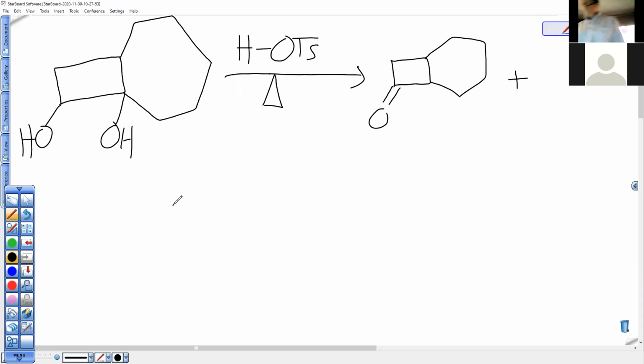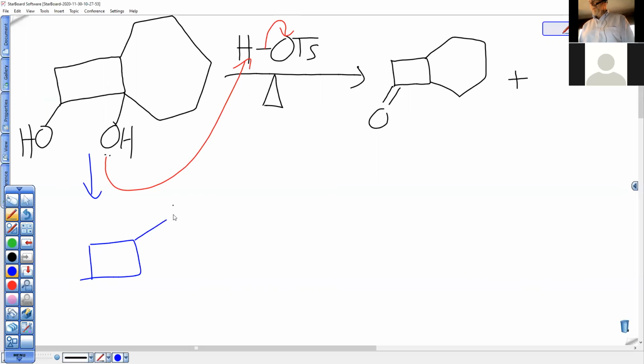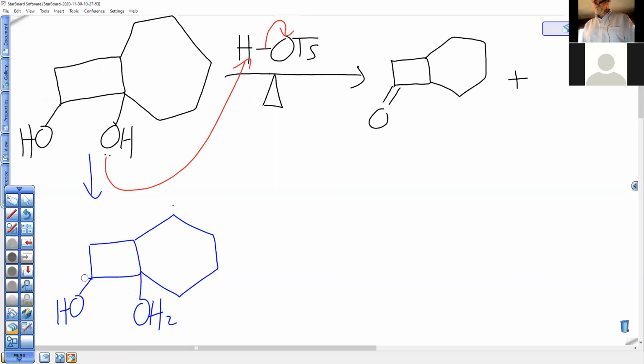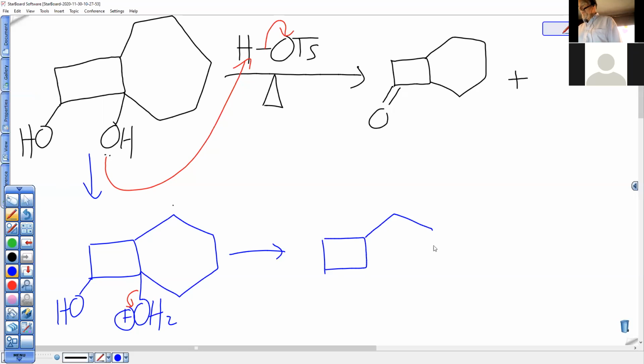So which one do you want to protonate first? I want to protonate this one first. Why? Tertiary. Tertiary is going to be faster to make a cation than secondary. And it leaves. And we have a lovely cation here.